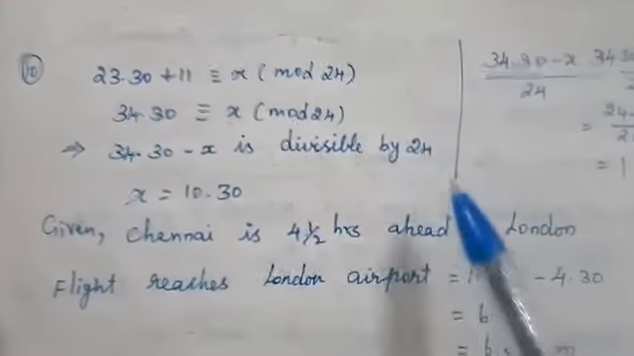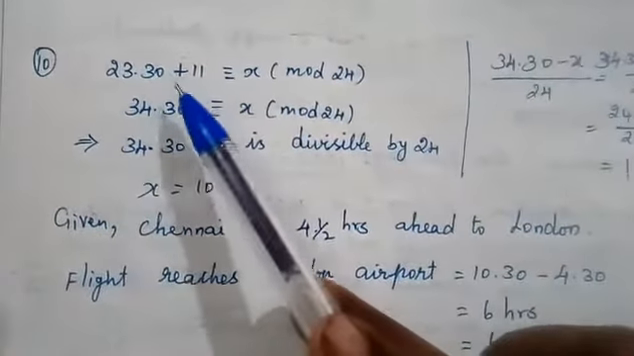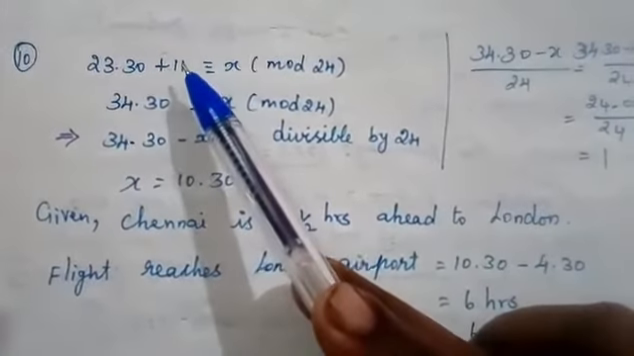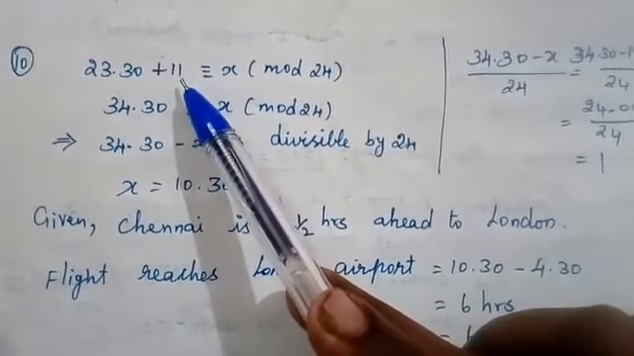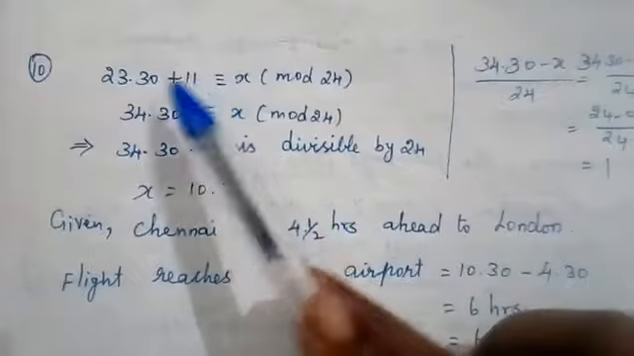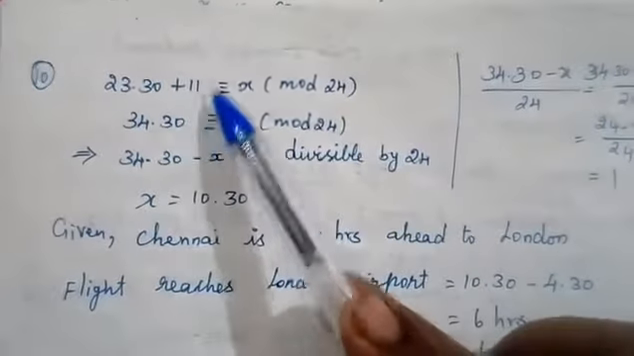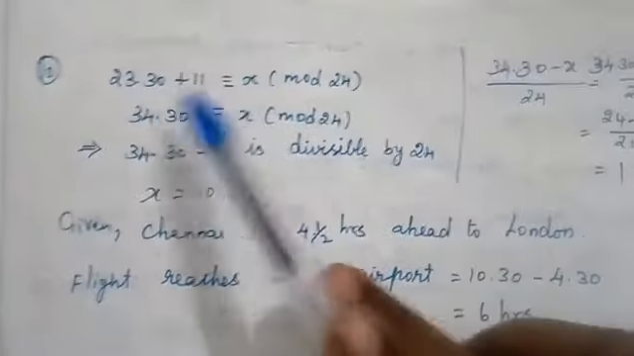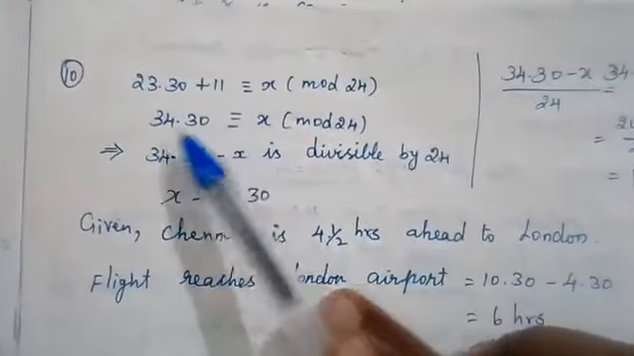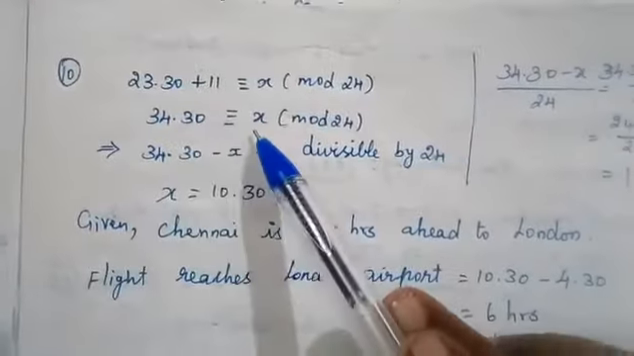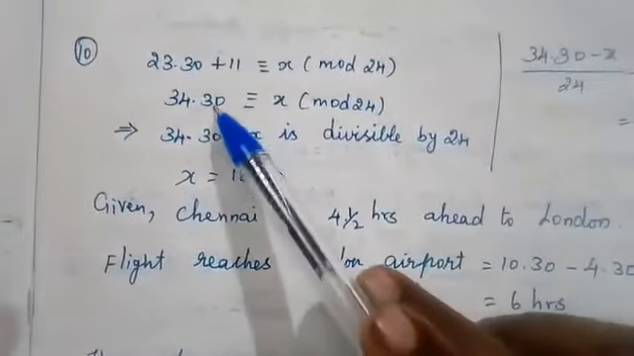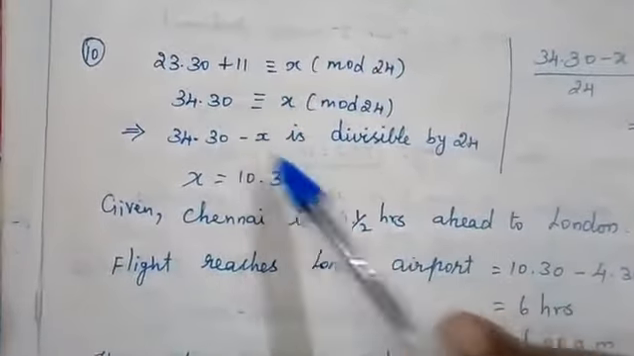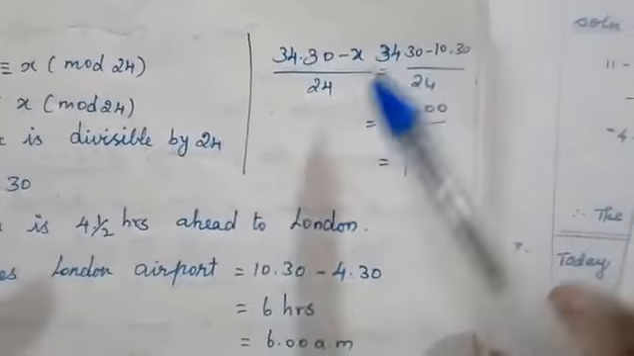In the question, the journey starts at 23 hours 30 minutes. The travelling time is mentioned as 11 hours. So you have to add these two: 23 hours 30 minutes plus 11 hours is congruent to x modulo 24. Adding, it is 34 hours 30 minutes, congruent to x modulo 24. One day equals 24 hours. By the definition, 34 hours 30 minutes minus x is divisible by 24.